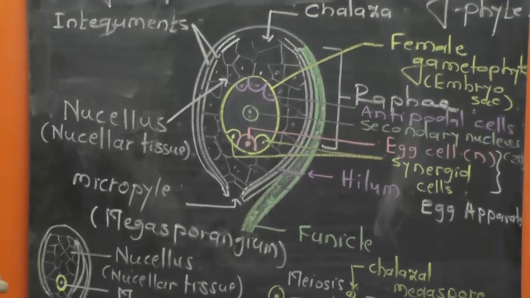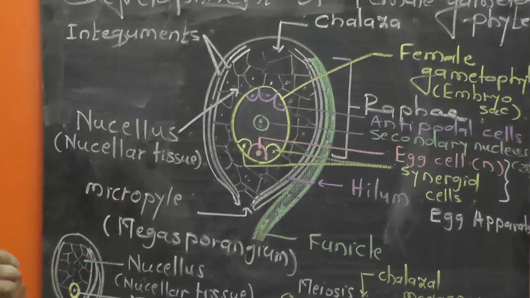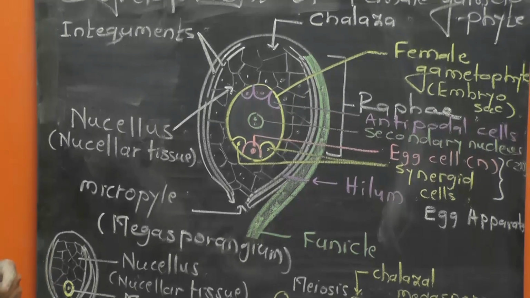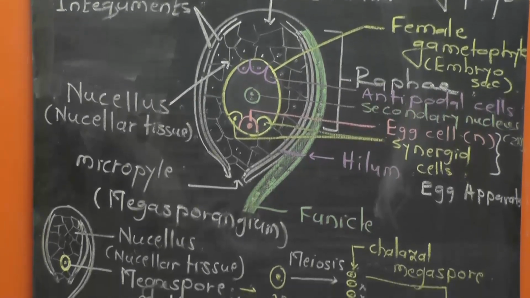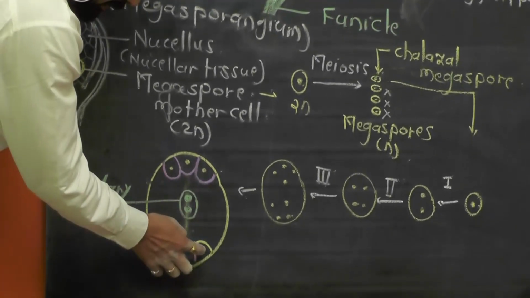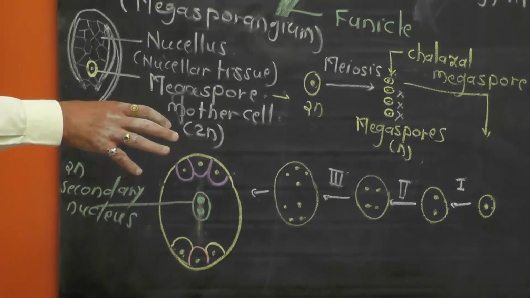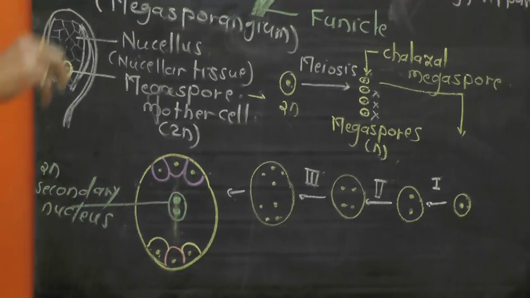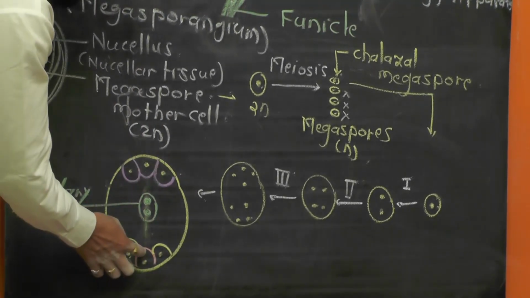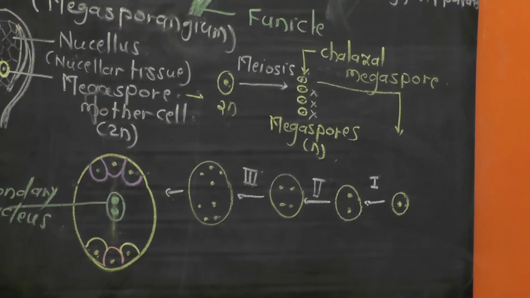So let's try to understand this structure containing eight nuclei and seven cells. Once again, listen, eight nuclei. Do you agree? 1, 2, 3, 4, 5, 6, 7 and 8. Though now the nuclei are fused, actually these are two. So these are eight nuclei, and how many cells are there? 1, 2, 3, 4, 5, 6, and this is the large, centrally placed cell.